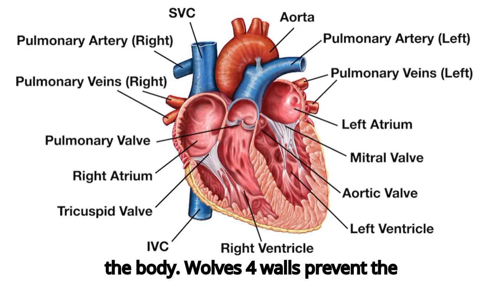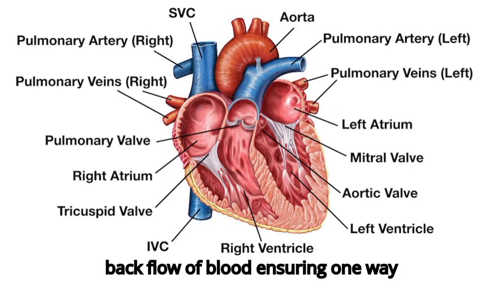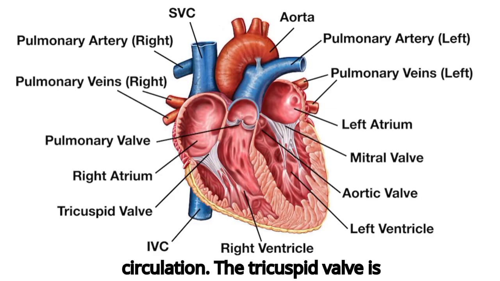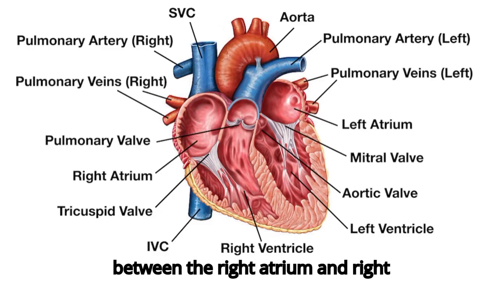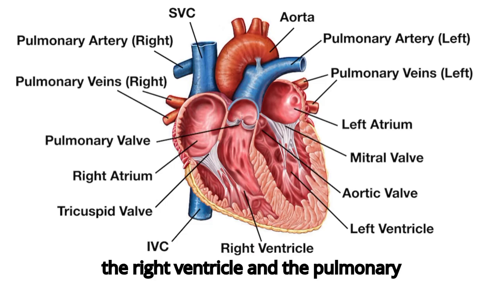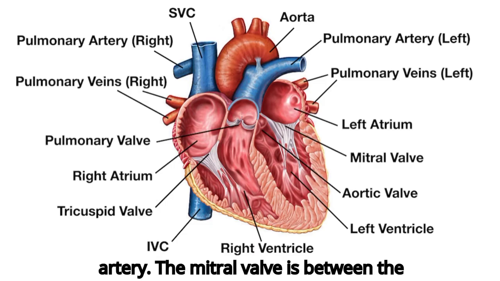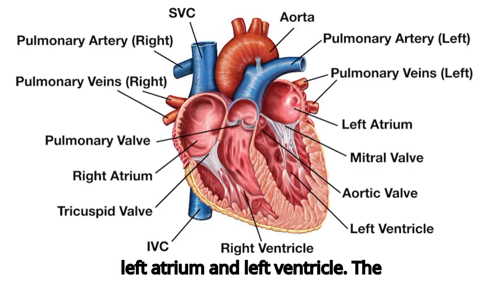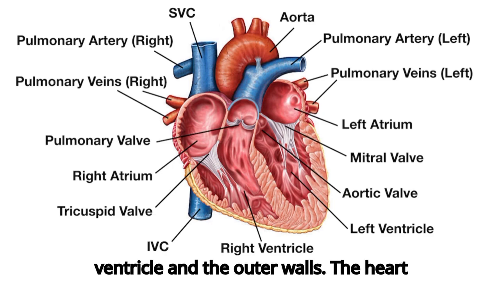Valves. Four valves prevent the backflow of blood, ensuring one-way circulation. The tricuspid valve is between the right atrium and right ventricle. The pulmonic valve is between the right ventricle and the pulmonary artery. The mitral valve is between the left atrium and left ventricle. The aortic valve is between the left ventricle and the aorta.